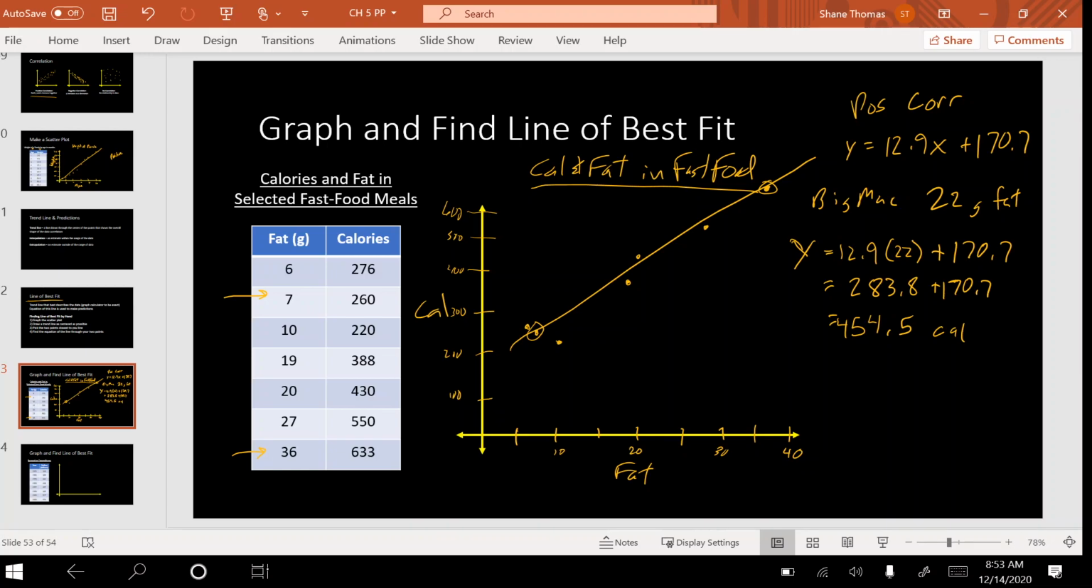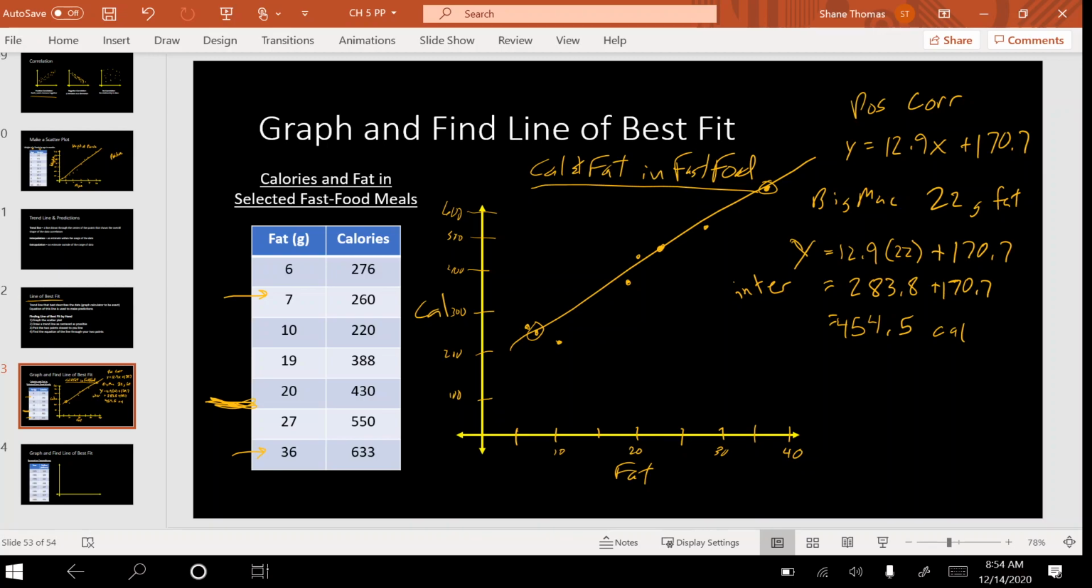Let's look at it on our graph real quick. At 22, we'd be around there. If I don't want to find the exact value, if I just want to use my graph to estimate, looking over there, it's pretty close to 450. So you can use your graph to estimate, or if you want the exact number, you just use your equation. This is called interpolation, because that fits right inside the data set.